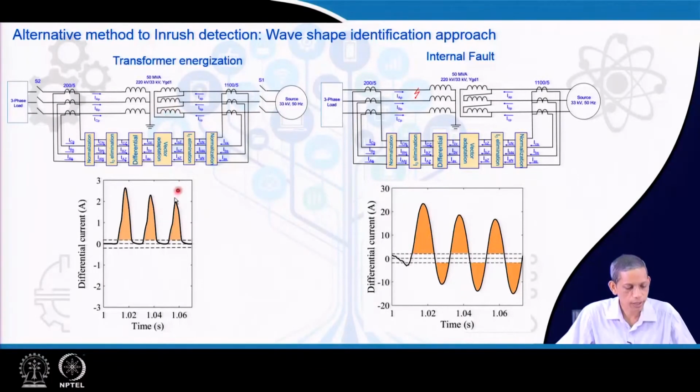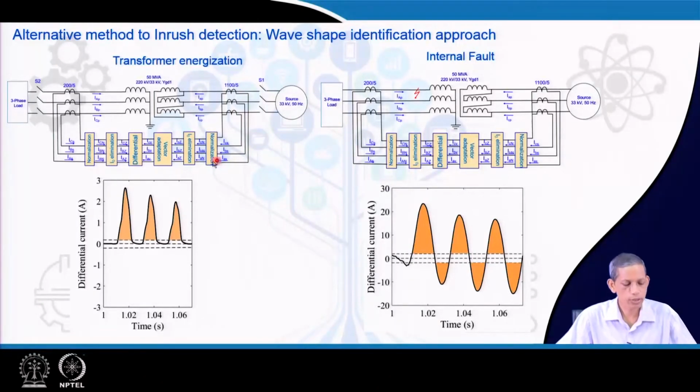With transformer energization we have the inrush shape like this, going to the negative or maybe a very small amount. So, this is the corresponding differential current. When an internal fault happens, the current pattern has a decaying DC and may be very close to sinusoidal with some DC offset.